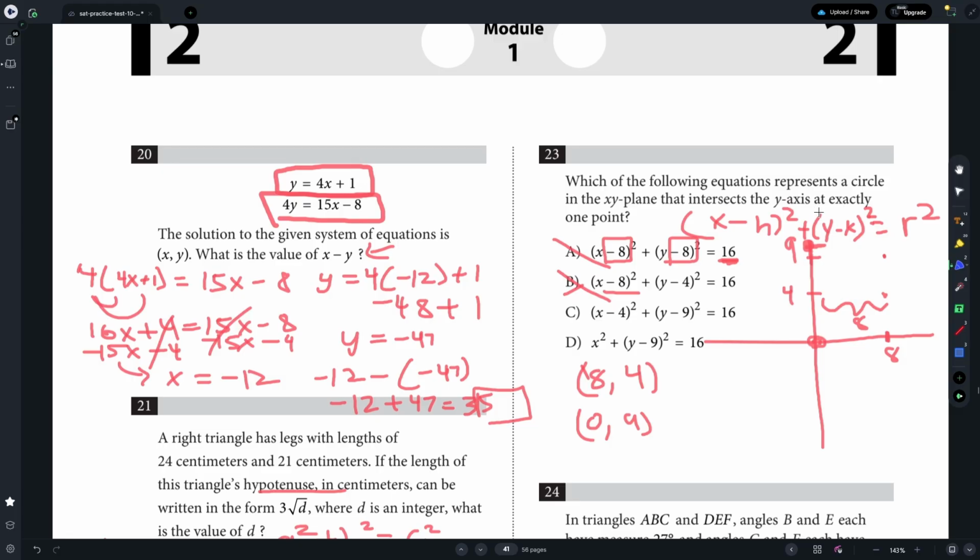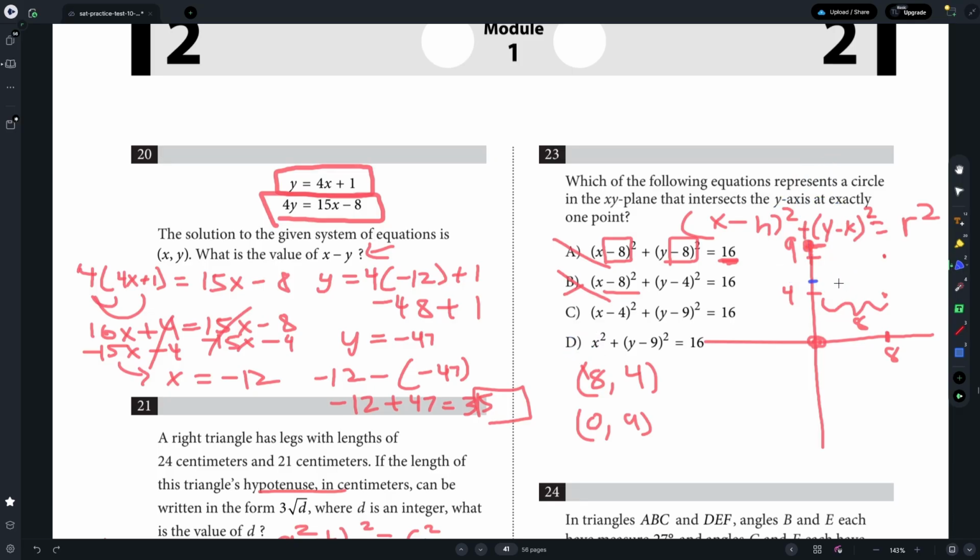It would look like the radius is 4 again, so it would come down to 5. It would look like this. And if we drew the y-axis all the way up, it actually touches the y-axis twice, once here and once here. Therefore, it is not the correct answer.